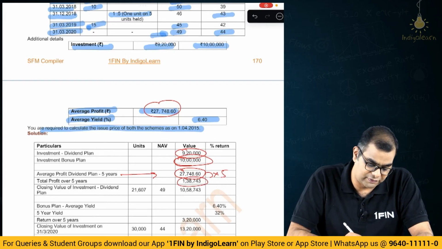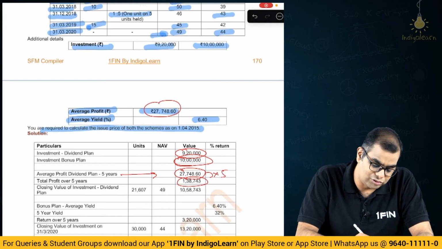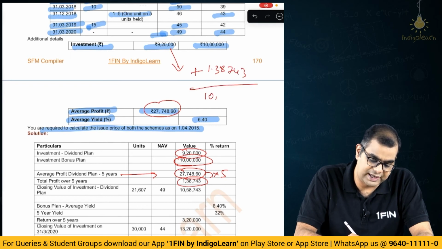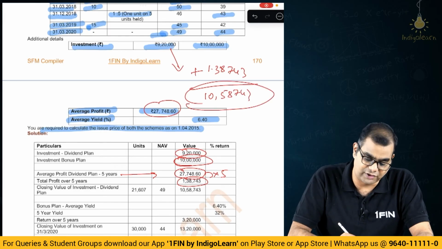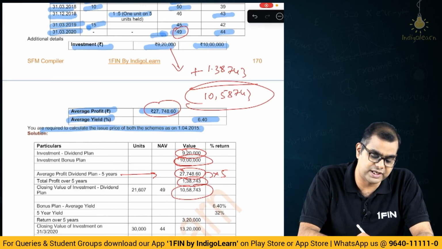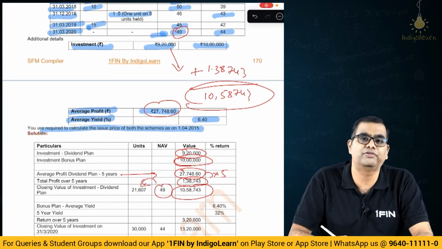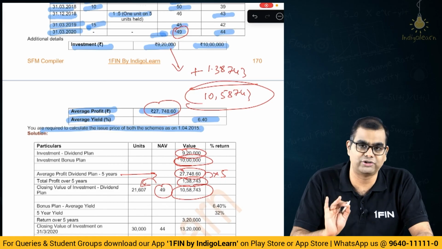If this is the total profit, the opening value of investment made is 9,20,000 plus you add 1,38,743. You get a closing value of 10,58,743. So this is the closing value of the investment. From this closing value, you already know the closing NAV of 49. So you divide it by 49 and arrive at a closing unit count of 21,607.